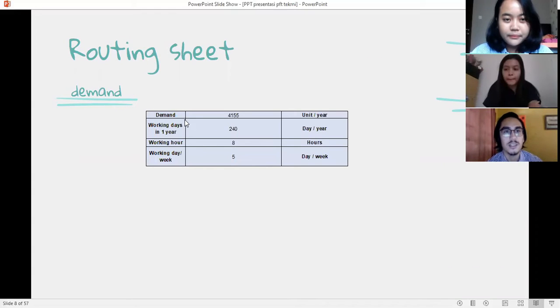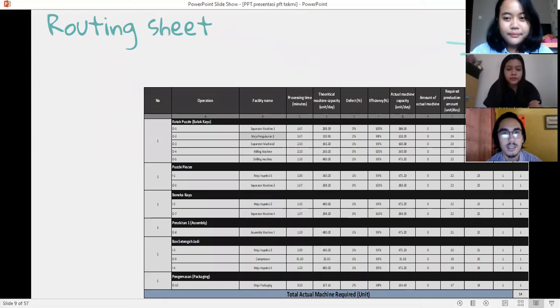So this is the routing sheet with demand, working days in a year, working hours, and working days per week. And this is the result of the routing sheet.